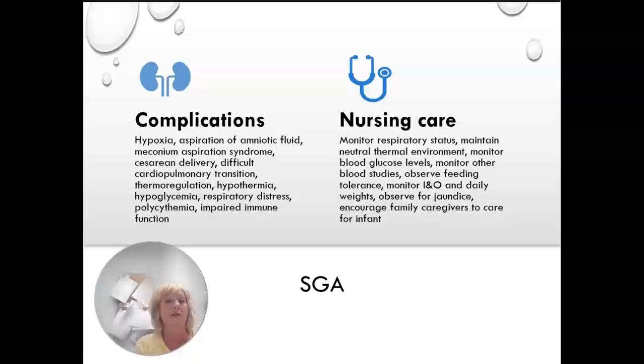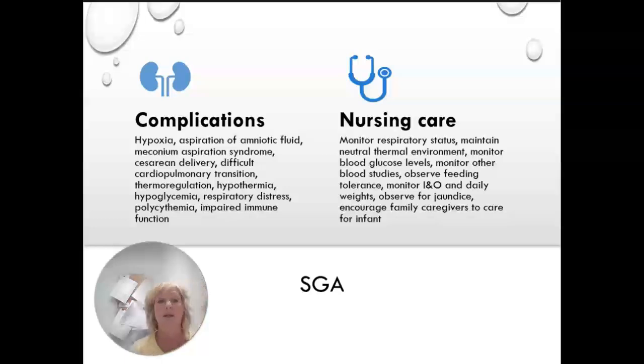Well, there's a good chance that baby might have hypoxia. Maybe they've aspirated some amniotic fluid. Maybe they got meconium staining. They got meconium aspiration syndrome. We might be thinking that this baby might have to go by C-section. They might have difficulty going from that cardiopulmonary transition. Their APGAR scores are probably going to be lower. We're going to probably have to do some more interventions to get that baby going.